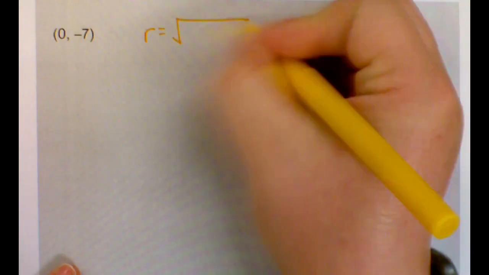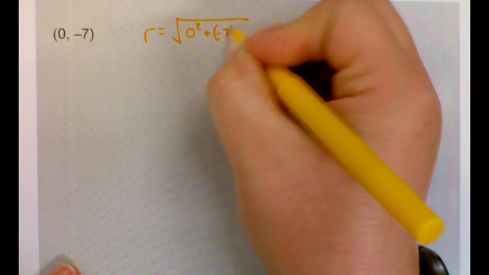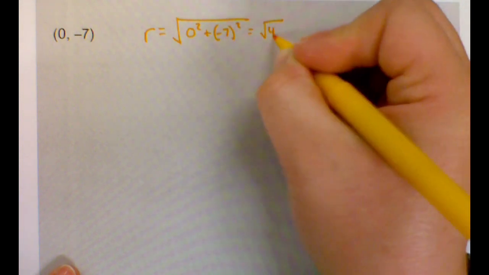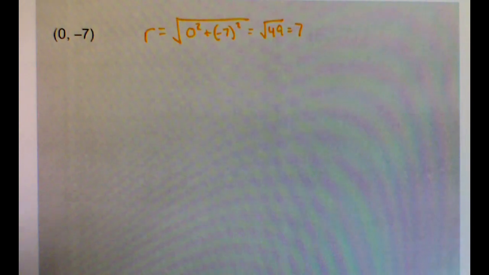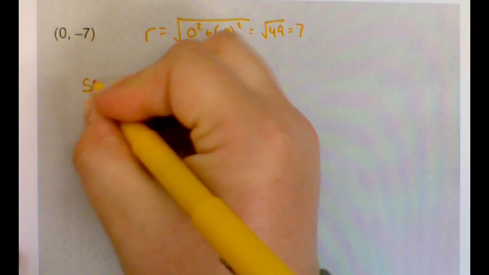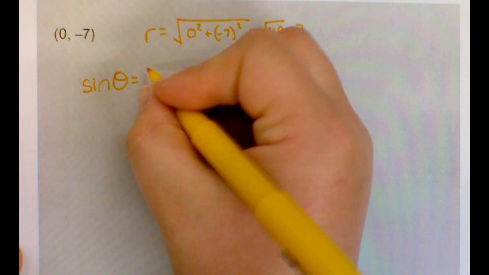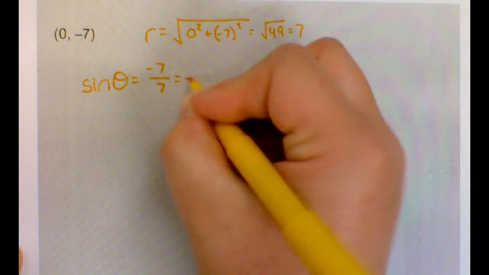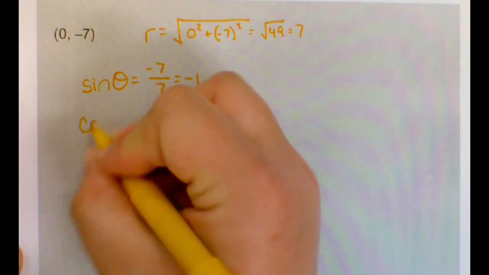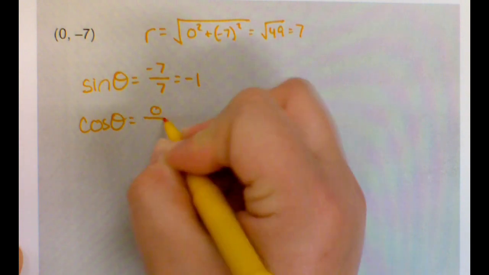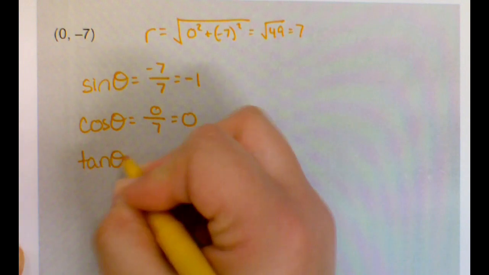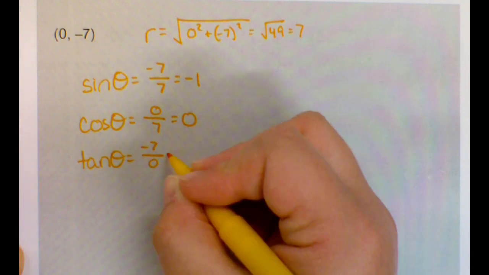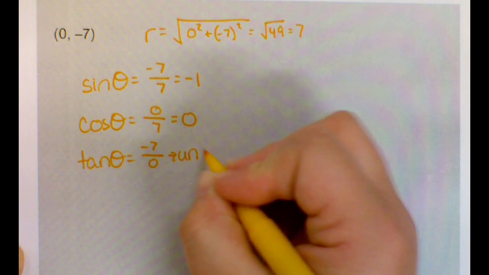So if my coordinate is 0, negative 7, well, we start by finding r. The square root of x squared plus y squared, that's the square root of 49, which is 7. R is 7. All right, this is a special case. So the sine of this angle is negative 7 over 7, which is negative 1. The cosine of this angle is 0 over 7, which is 0. And the tangent of this angle is negative 7 over 0, which is undefined.